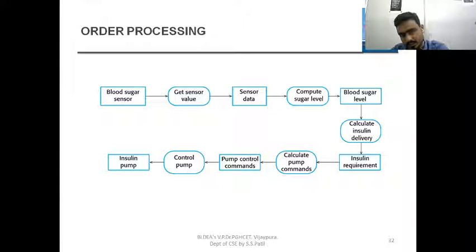Okay, so you have to give it how much, 10 ml, and for what duration, and that will be controlled by this command. Next, 10 ml of insulin should be given within the span of 10 minutes. So the pump control is going to inject 1 ml of insulin every minute. So this is the order processing.